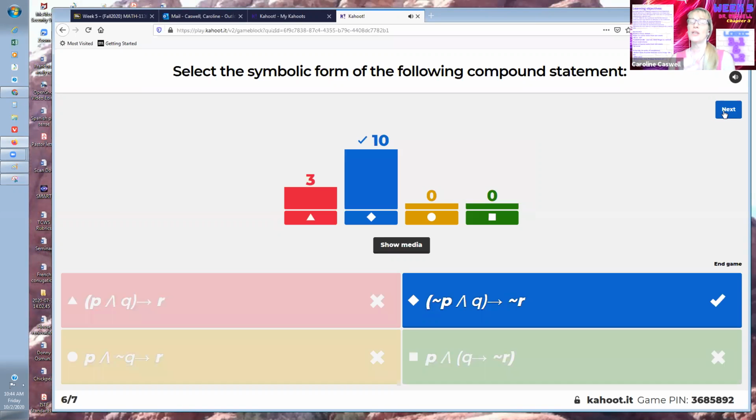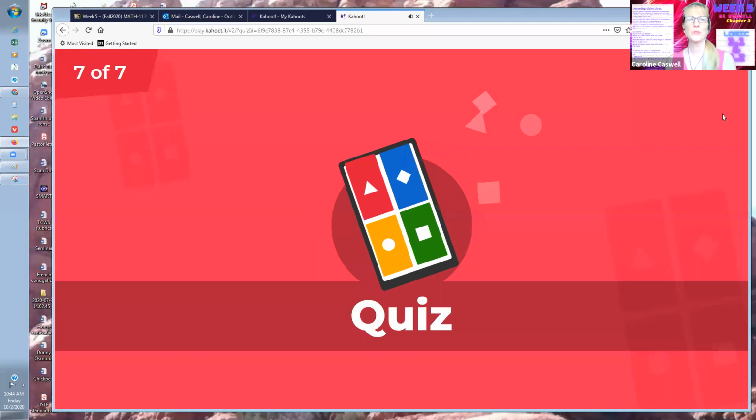Nice work on that. Remember, when R was it is time to sleep, then it is not time to sleep is a negation. So it should have eliminated all the other possibilities other than the blue and the green one. Okay, last one.